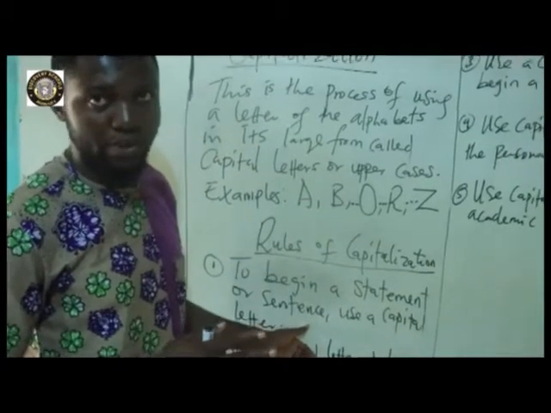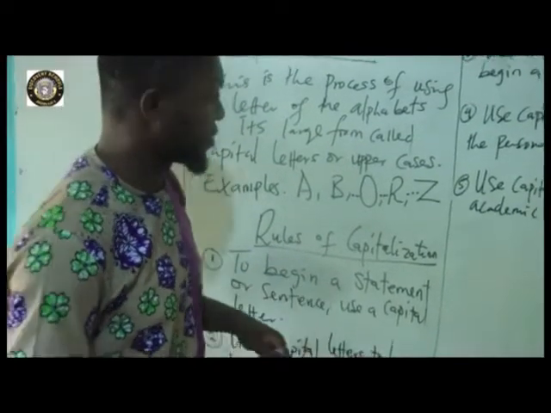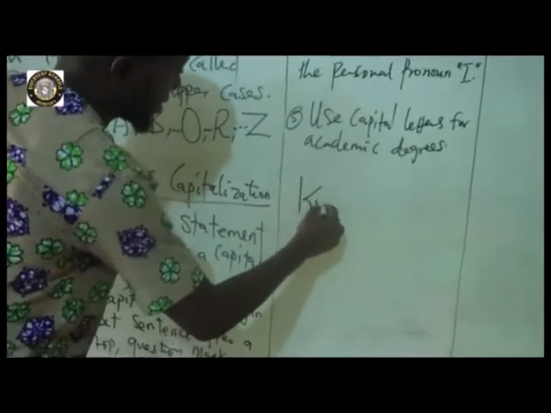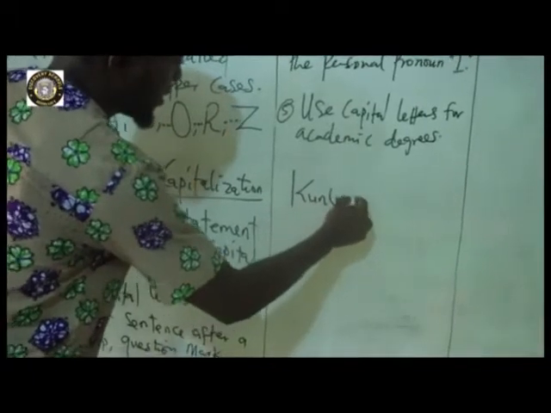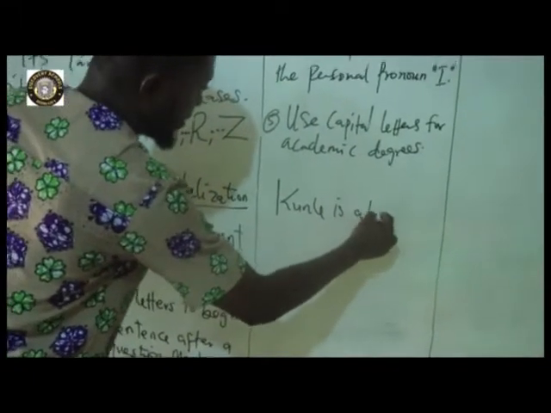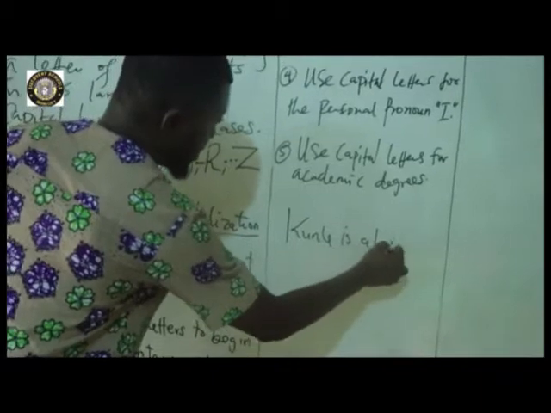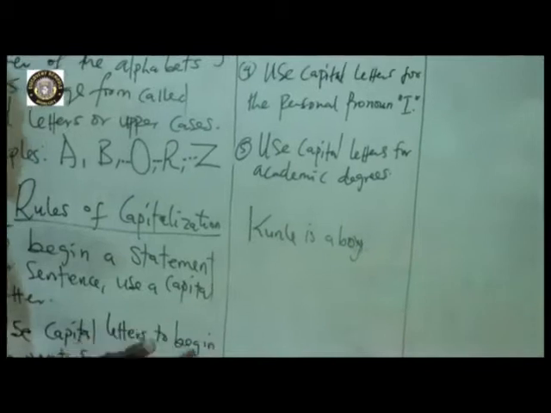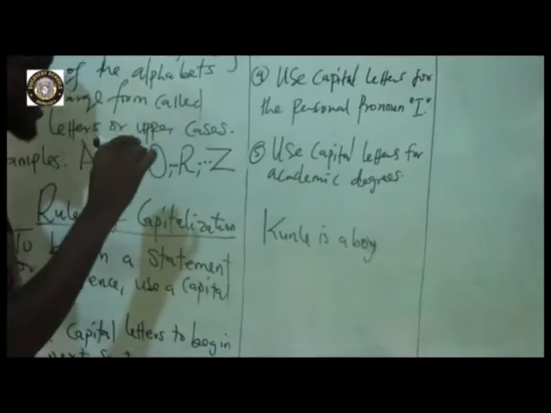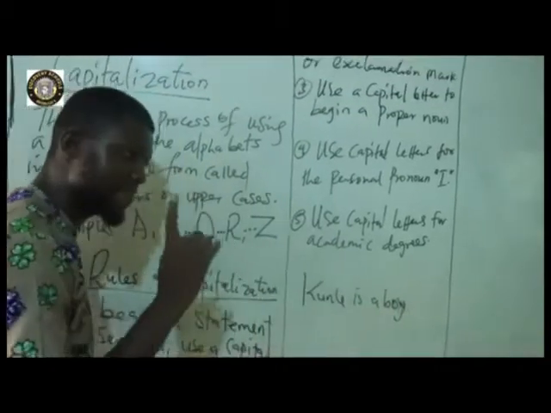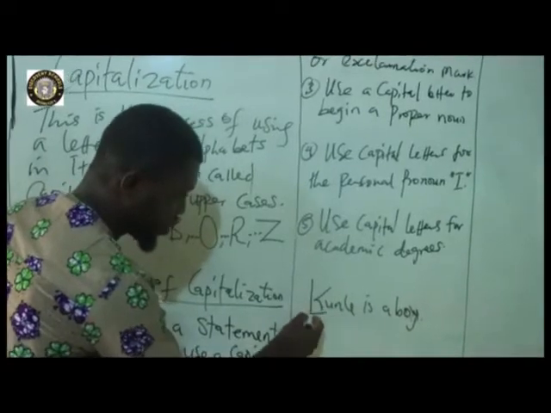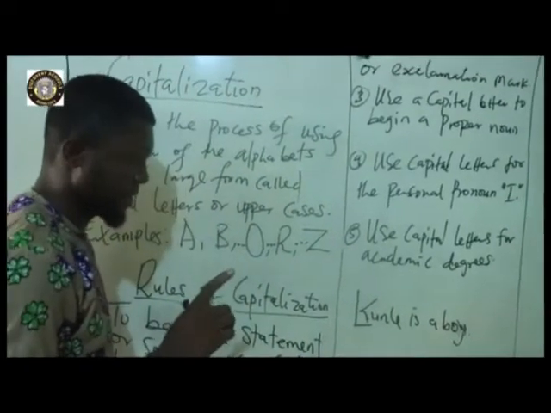We make use of the capital letters or upper cases to begin a statement or sentence. That's the first case we use a capital letter. For example, you have a sentence like, Kunle is a boy. Kunle is what? A boy. Look at that. Now that's just a sentence. The first letter of the first word in every sentence you're making must commence with a capital letter. Is that clear?